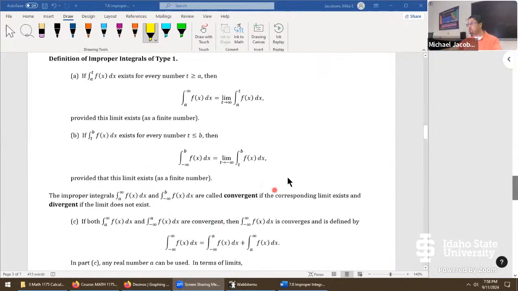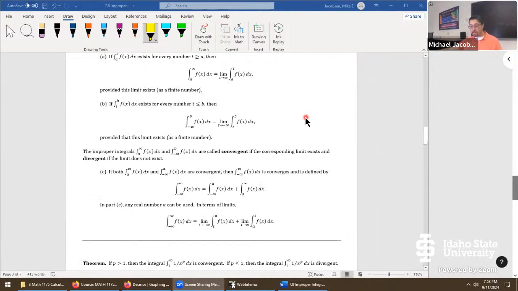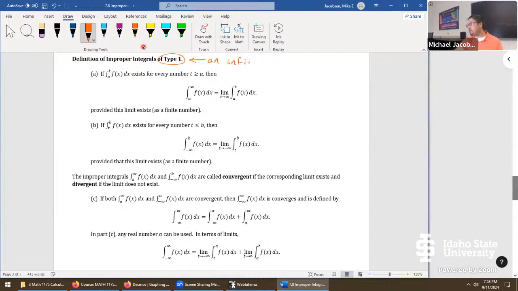But here's the first actual legitimate definition that our author gives us about all this material. An improper integral type 1 just implies there is an infinite interval of integration, meaning the interval that we're considering has infinite length. This is going from a to infinity. A is going to be just an ordinary finite number. Think 0, pi, something like that.